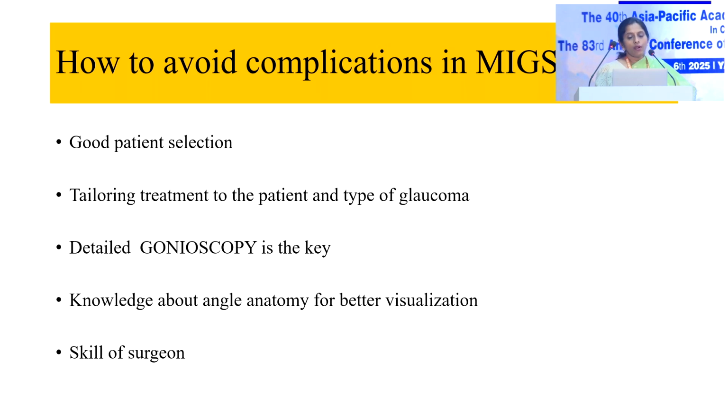So how do we avoid complications following MIGS? Number one is with a good patient selection. In order to have a good surgery outcome, a good patient selection is very, very important. Tailoring the treatment to the patient and to the type of glaucoma is also very crucial. A good detailed gonioscopic evaluation, knowledge about the angle anatomy for better visualization, and skill of the surgeon, all of this play a role in the complications.